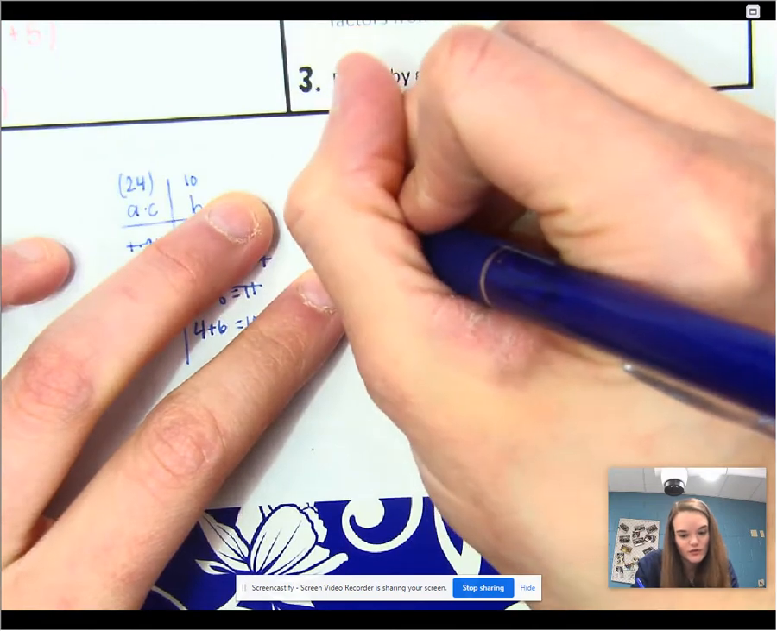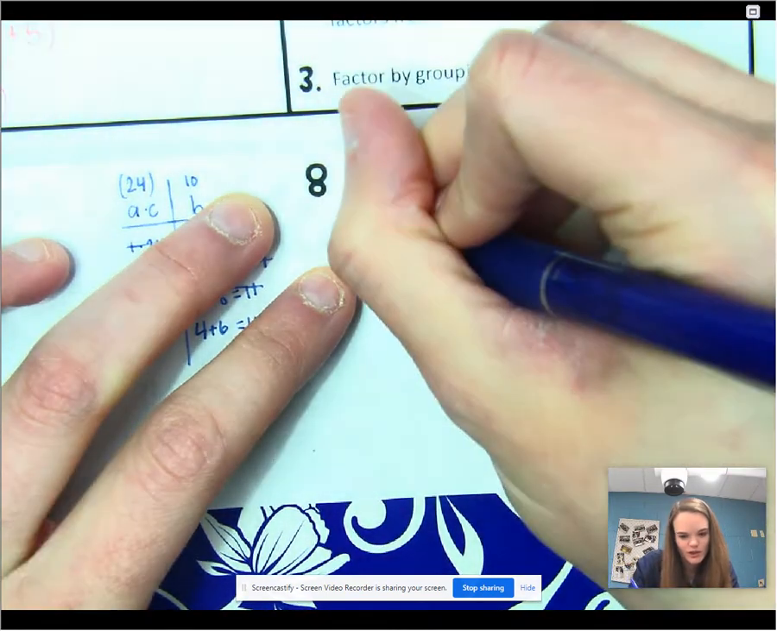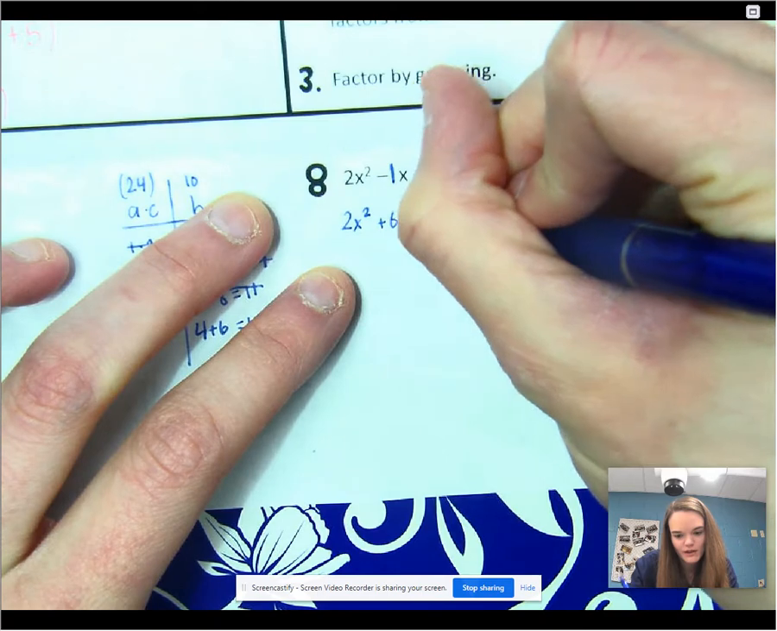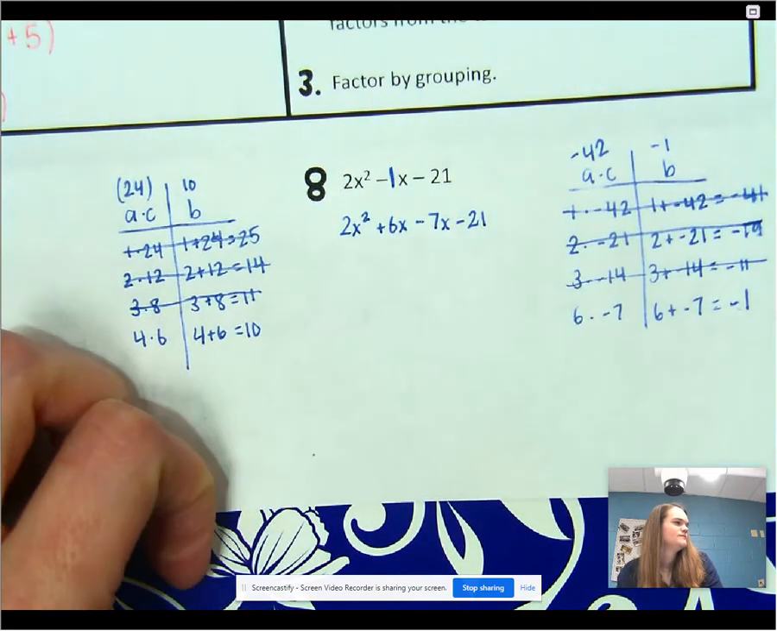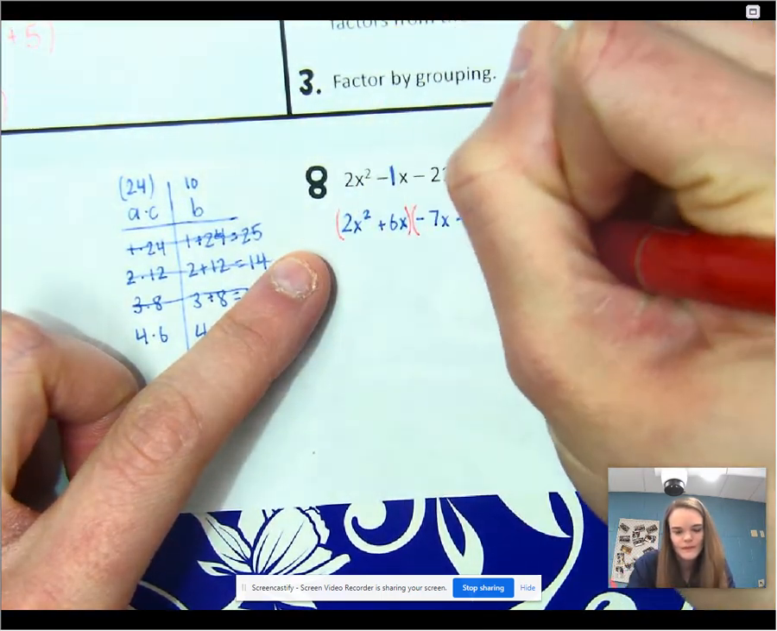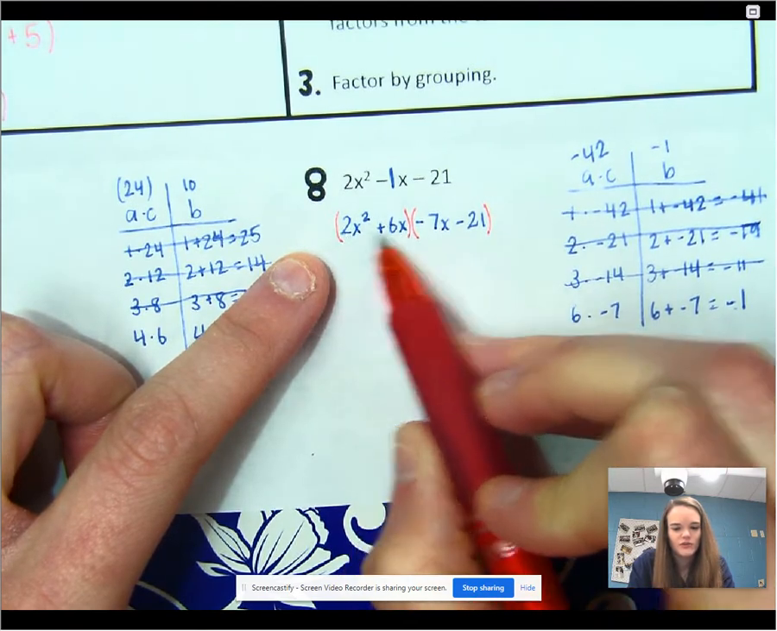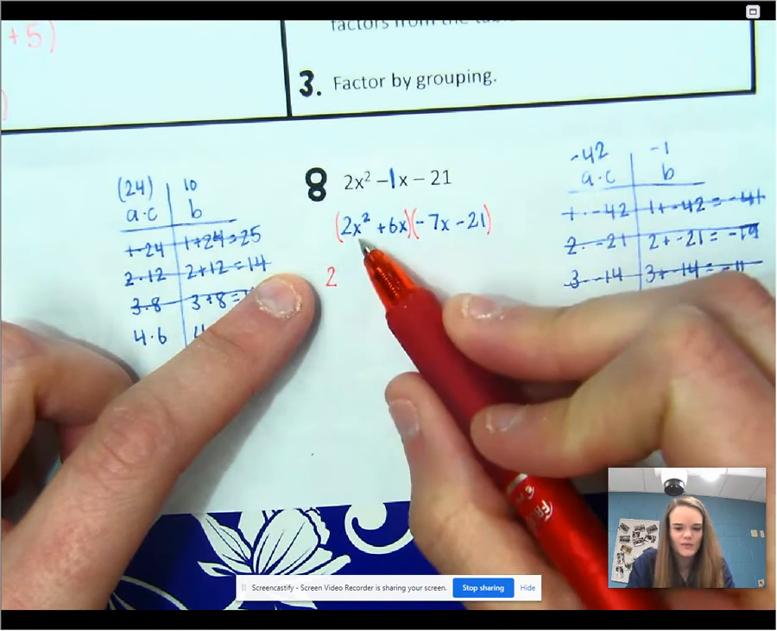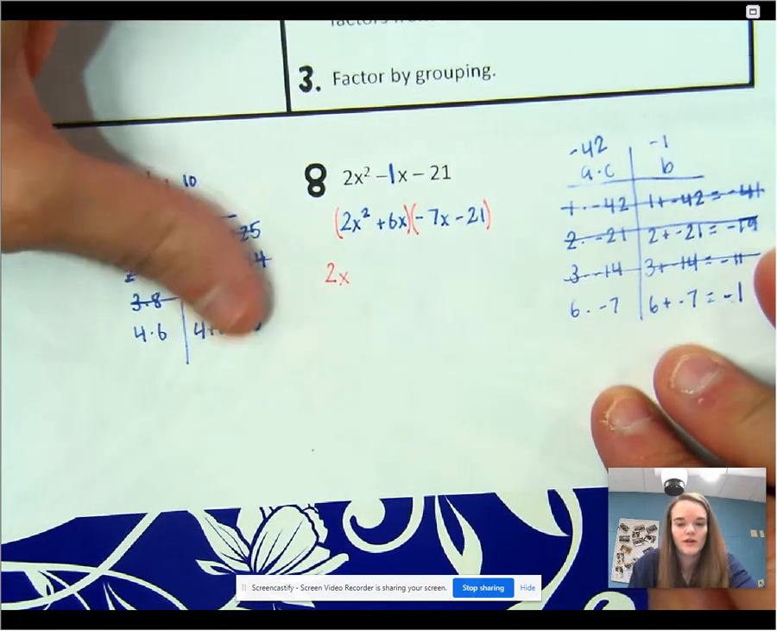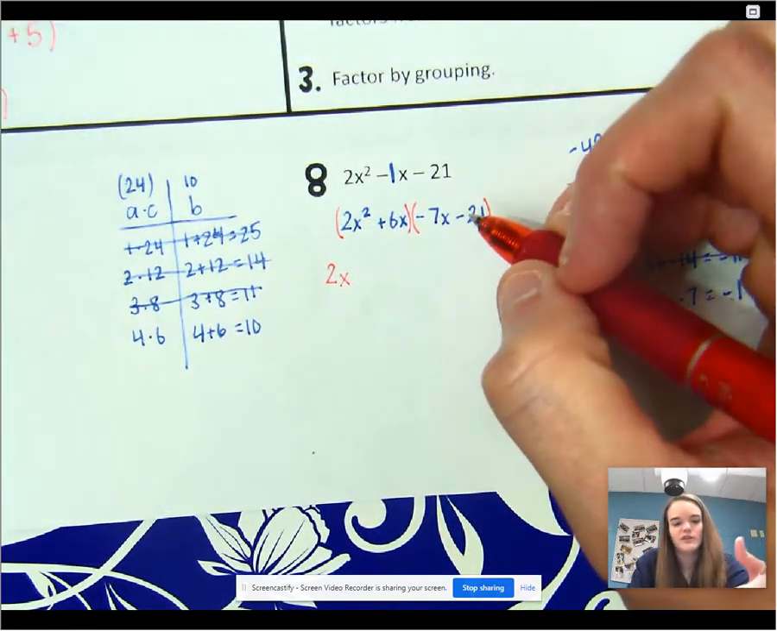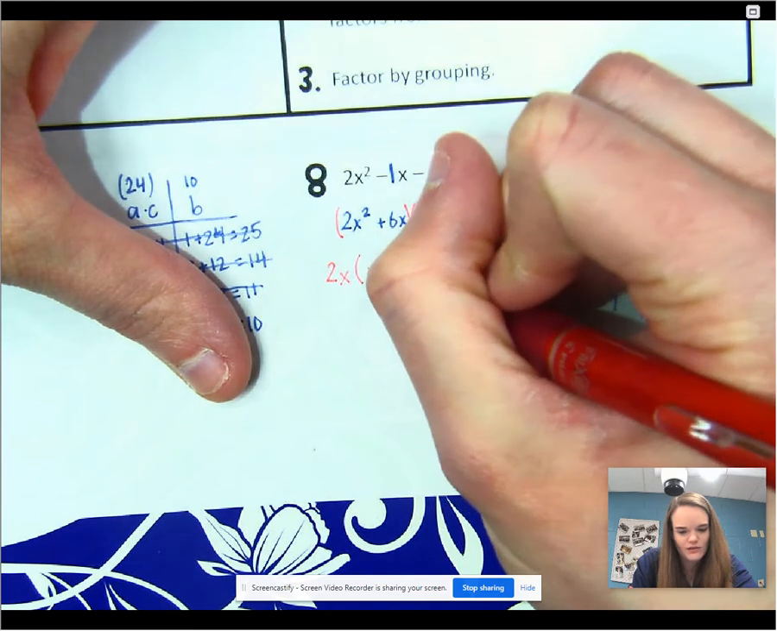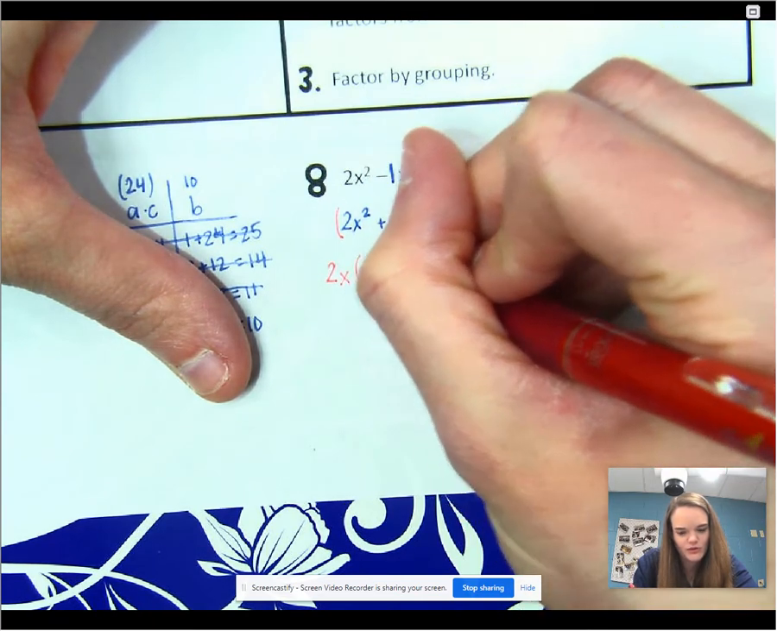So let's set this up. 2x squared plus 6x minus 7x minus 21. Now we're going to group them. 2x squared plus 6x. 2 and 6 means I can take out a 2. And they both have x's, so I can take out an x. You are always going to take an x out of the first one, or a variable if it's not an x. But you're always going to take a variable out of the first one when you are factoring trinomials by grouping. So 2 divided by 2 is 1, and I'm not going to put the 1. And then I've got x. 6 divided by 2 is 3, so plus 3.